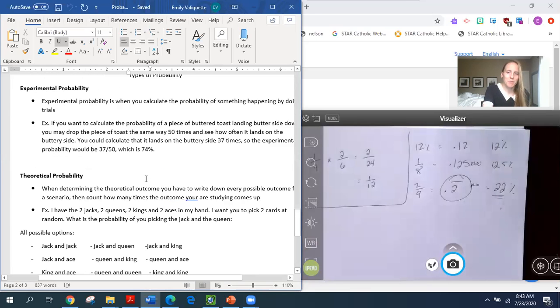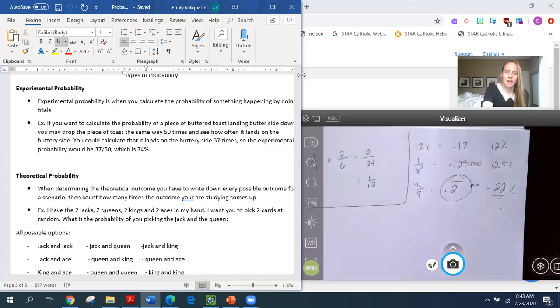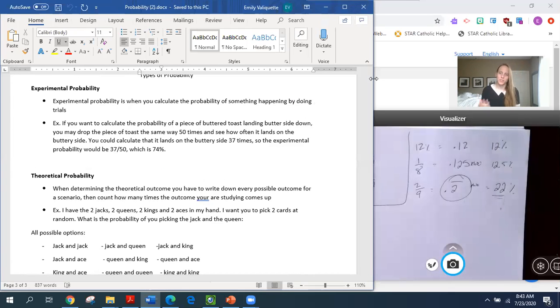Okay, experimental probability. This is when we calculate the probability by actually doing trials. So we talked about this the other day with data collection when you would likely experiment. So if you were trying to figure out how often buttered toast lands butter side down, you would do an experiment on that. So you might just take a piece of buttered toast, drop it 50 times, see how often it lands buttery side down. If it lands on the buttery side 37 times, the experimental probability would be 37 out of 50, which is 74%.